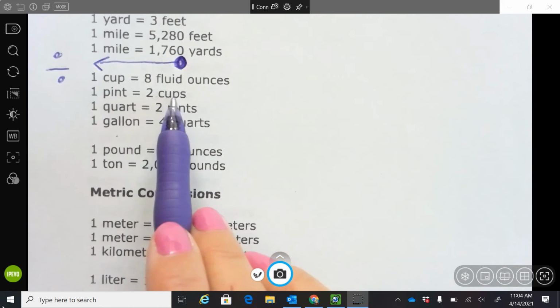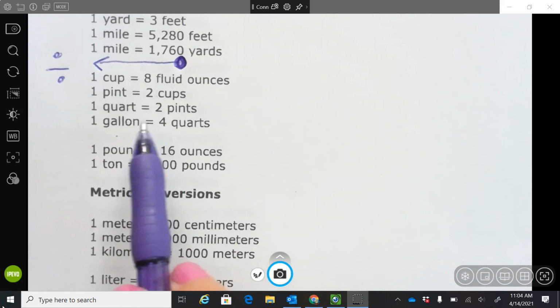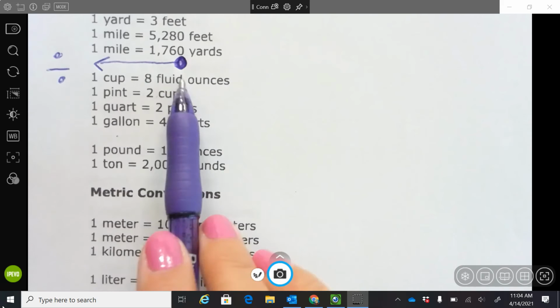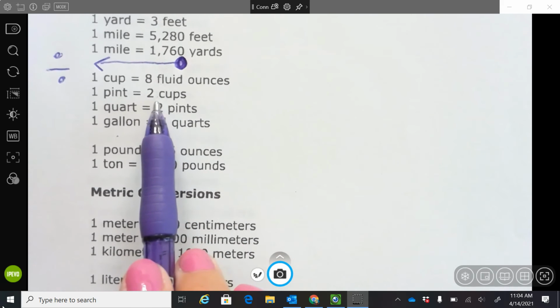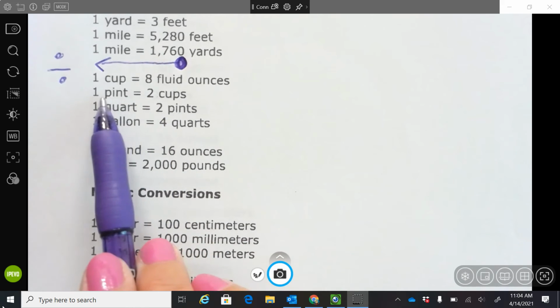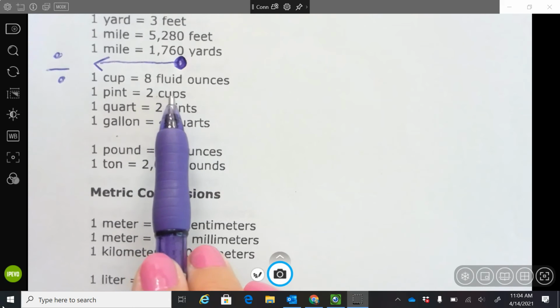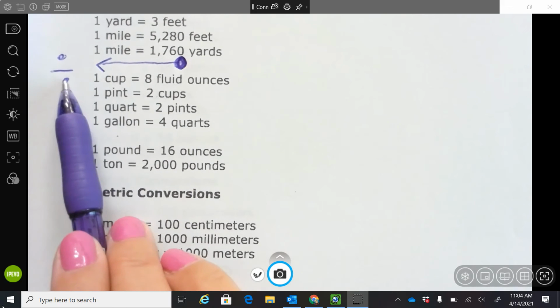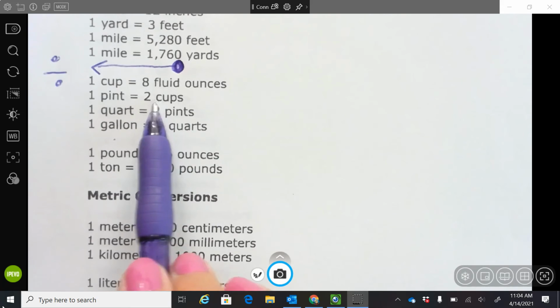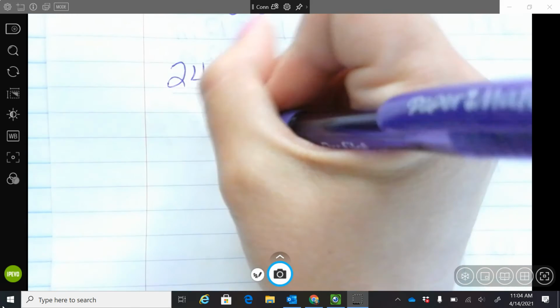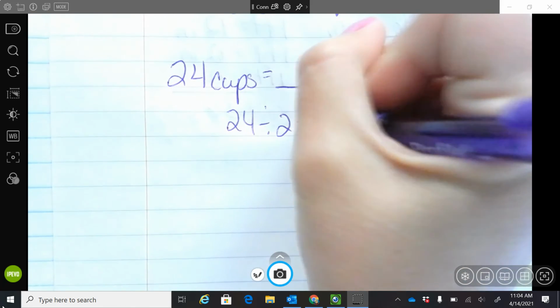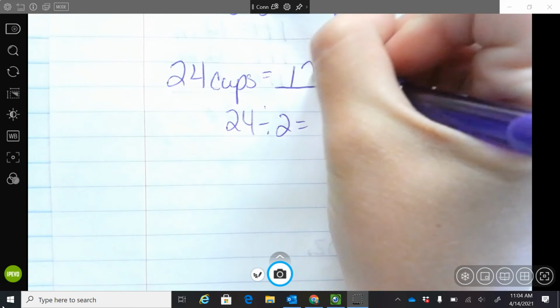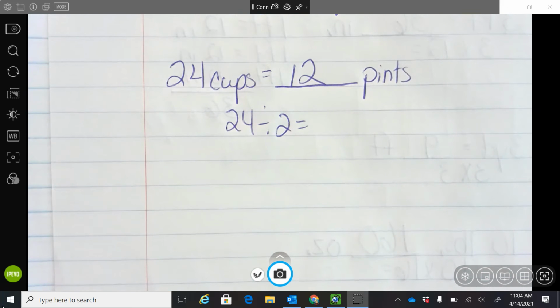Cups to pints, but be very careful because there's other things. Okay, you want to make sure you're looking at the right thing. 2 cups equals 1 pint. So if we are moving from here to here, we are dividing. So we're going to divide 24 divided by 2. So how many pints would that be? 12. Awesome.